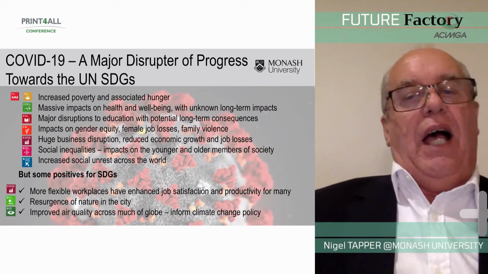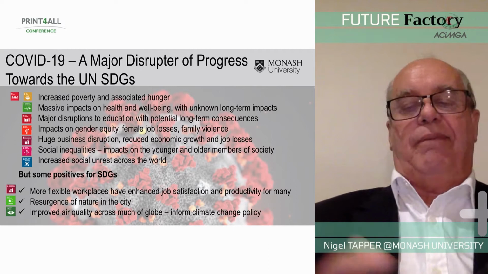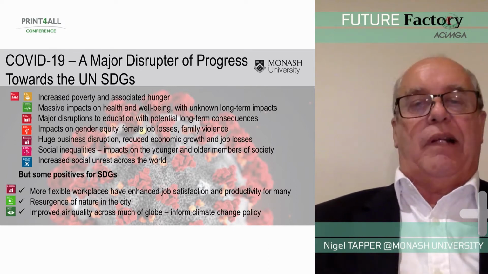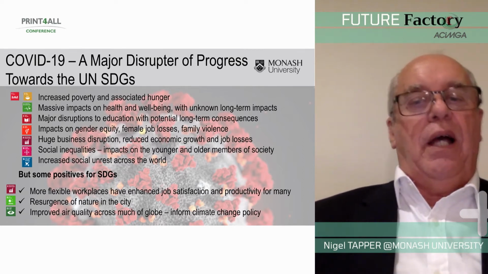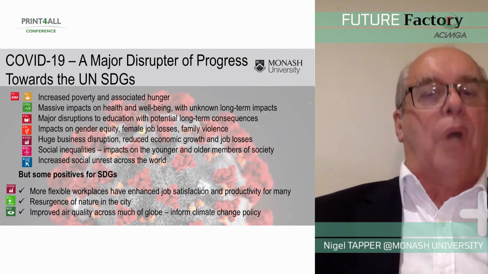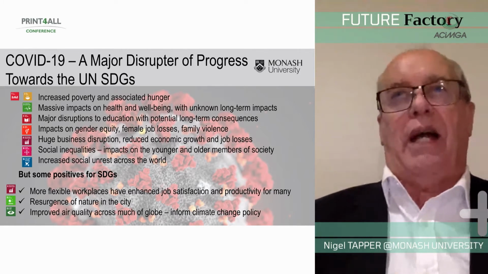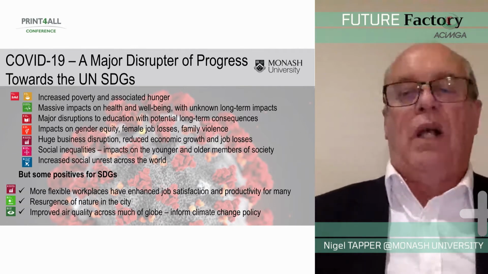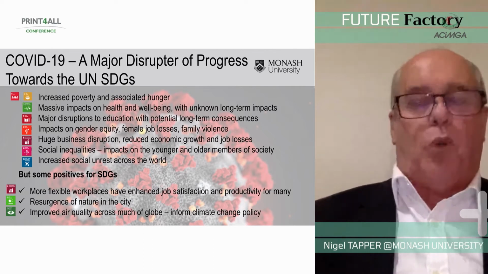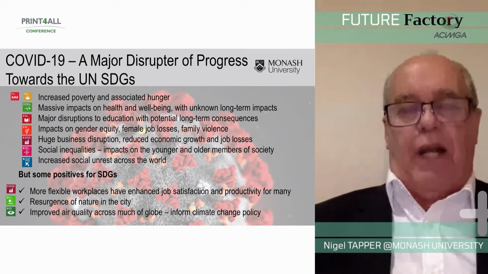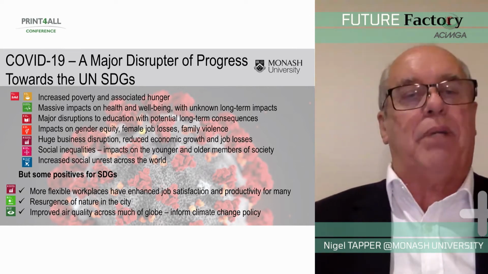But unfortunately, we have had this massive disruptor of progress in all sorts of ways, a massive disruptor of the economy, a massive disruptor of progress toward the United Nations Development Goals. And in particular, I think the things that have been mostly impacted relate to these things I've got here. Increased poverty and associated hunger, because much of the global population, particularly in the less developed part of the world, a lot of jobs in the informal workforce have been lost. And even in developed countries, we see massive losses of jobs and hardship for many people.